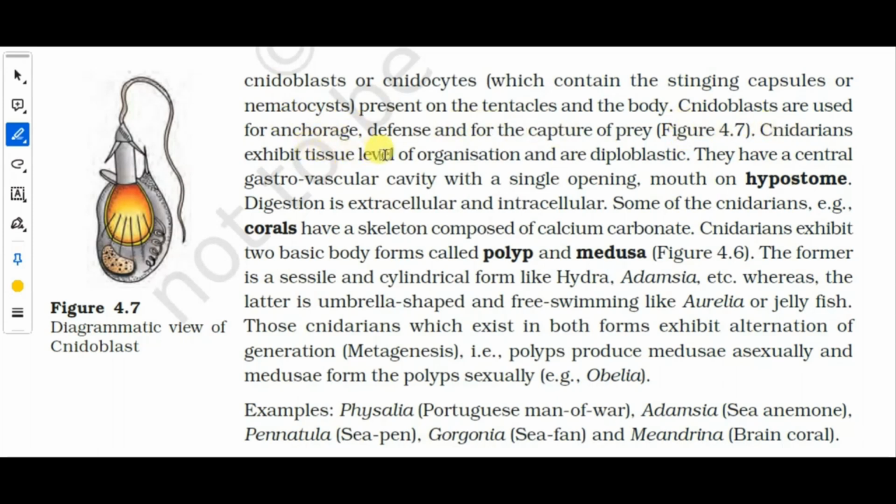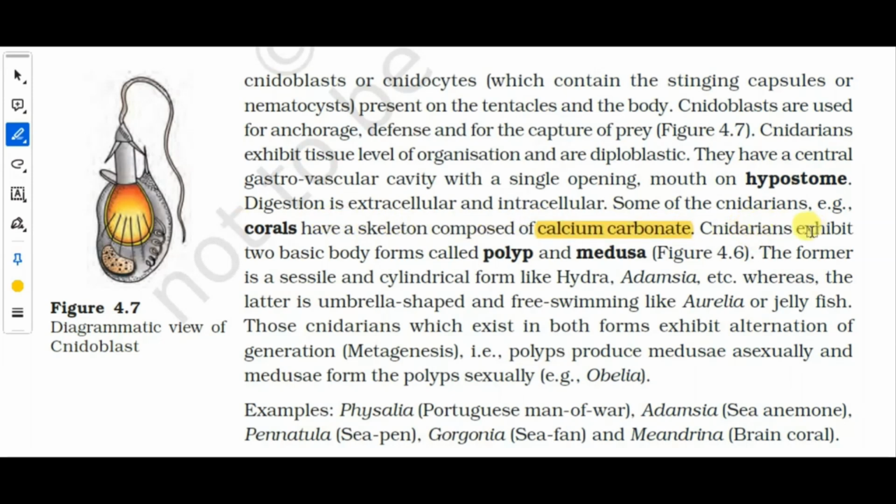Cnidarians exhibit tissue level of organization and are diploblastic. They have a central gastrovascular cavity with a single opening, the mouth, on the hypostome. Digestion is extracellular and intracellular. Some of the cnidarians, for example corals, have a skeleton composed of calcium carbonate.